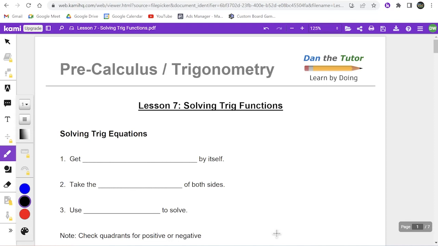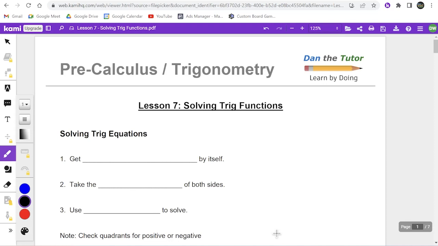Today we're going to be covering solving trig functions. Last week we talked about graphing trig functions, and for two weeks before that we talked about the unit circle. But today we're going to be talking about solving trig functions, which is actually easier. There's less stuff to memorize.